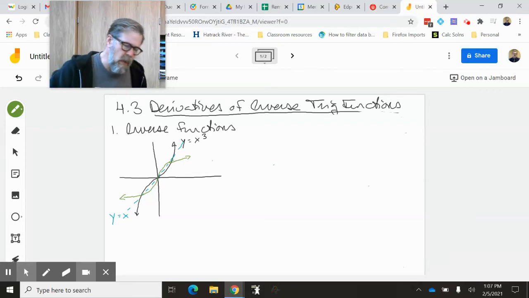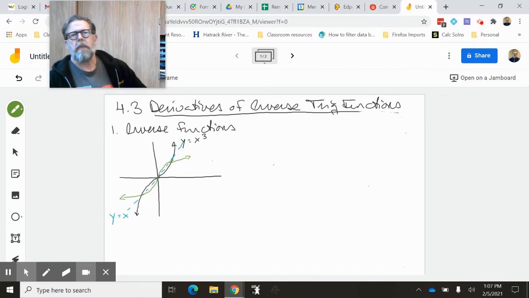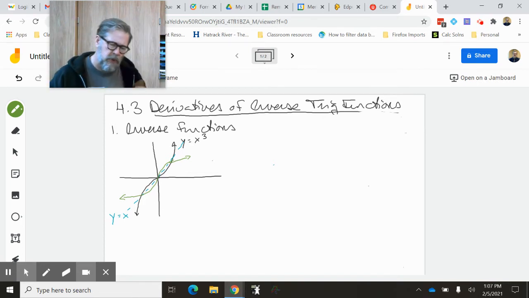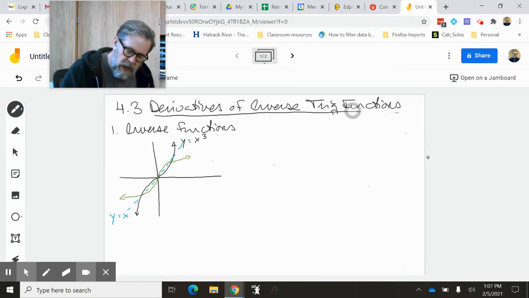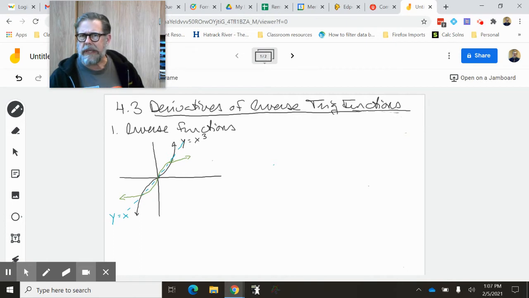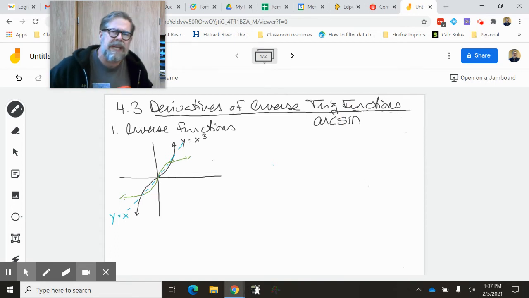All right, welcome to AP Calculus, Chapter 4.3, Derivatives of Inverse Trig Functions. Before we get into the actual inverse trig functions, there's a couple things I want to go over with you. The first one is very quickly some notation. Inverse trig, arc sine, arc cosine, arc tangent.